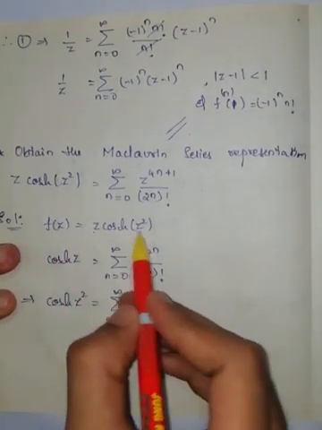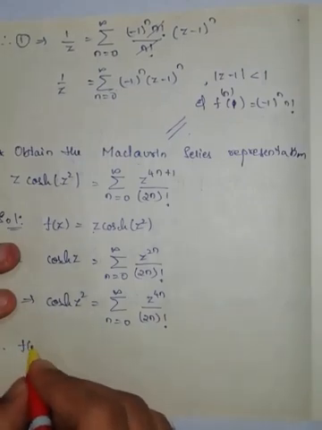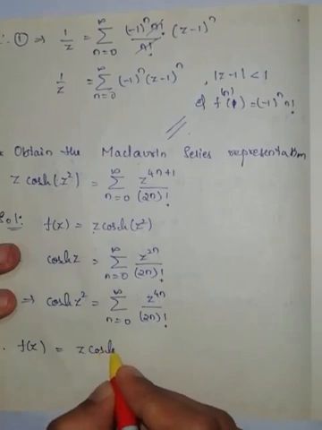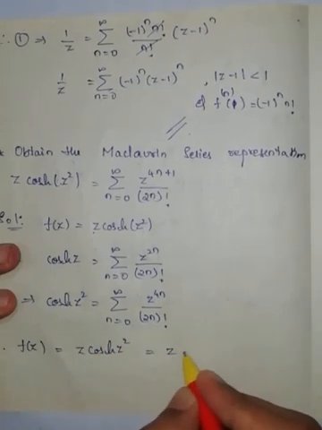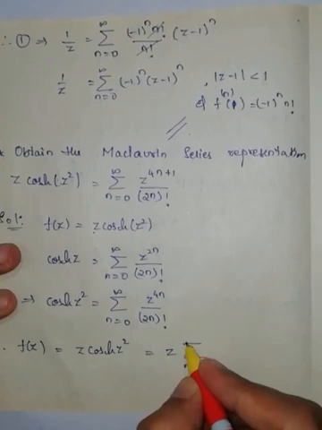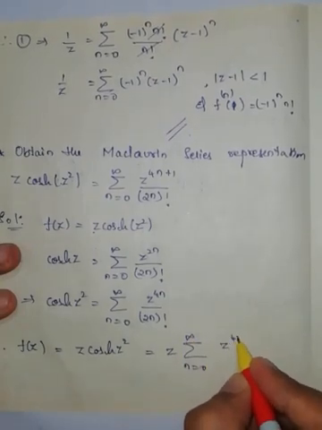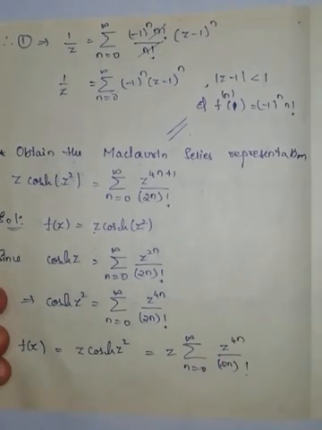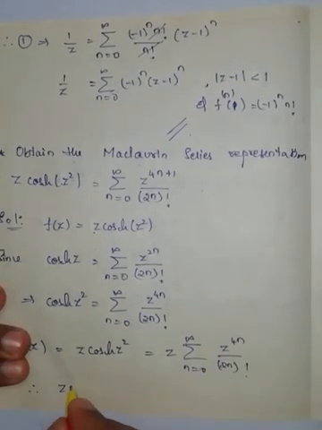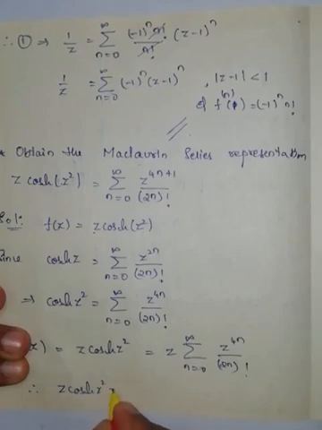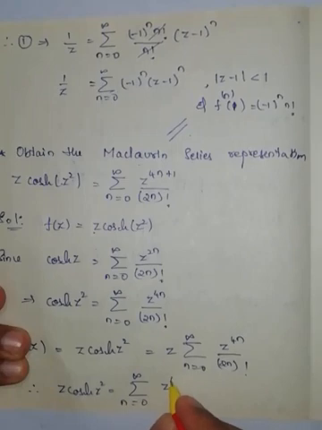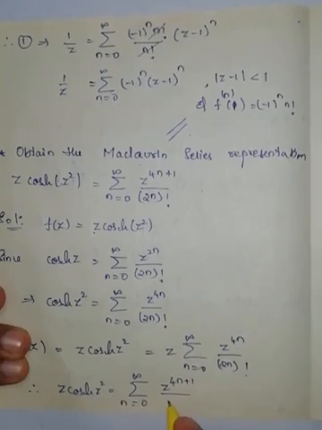But here we want z into this one, therefore f of z is equal to z cosh z², which is equal to z into summation n is equal to 0 to infinity z to the power of 4n by 2n factorial. Therefore z cosh z² is equal to summation n is equal to 0 to infinity z to the power of 4n plus 1 by 2n factorial.